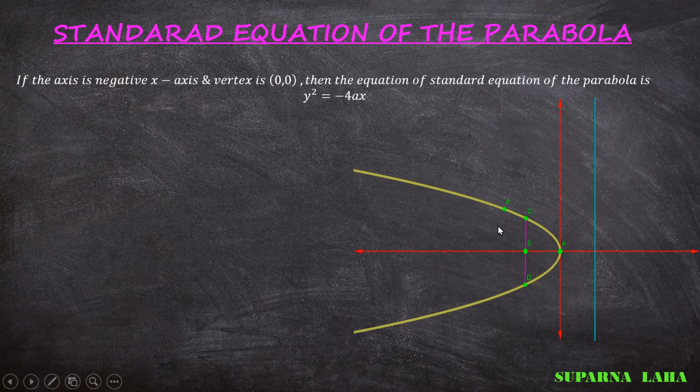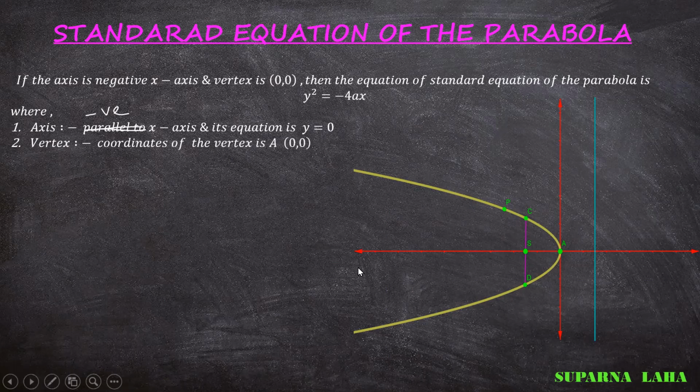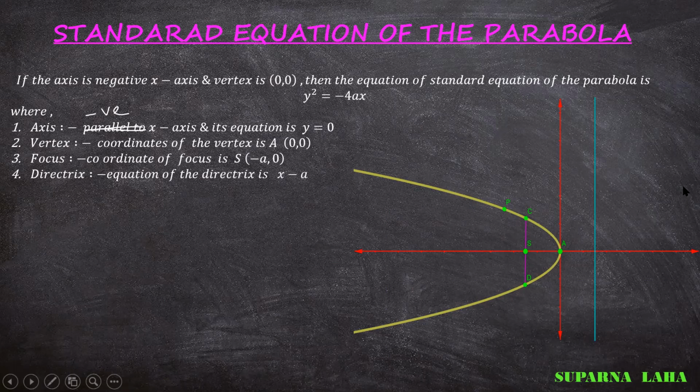So here just write it down. This axis is the negative x-axis, parallel to, just correct here. This is the negative x-axis and its equation is y = 0, and the vertex is (0, 0), and its focus is (−a, 0), and the equation of the directrix is x − a = 0, and the length of the latus rectum, that is CD, is 4a units.